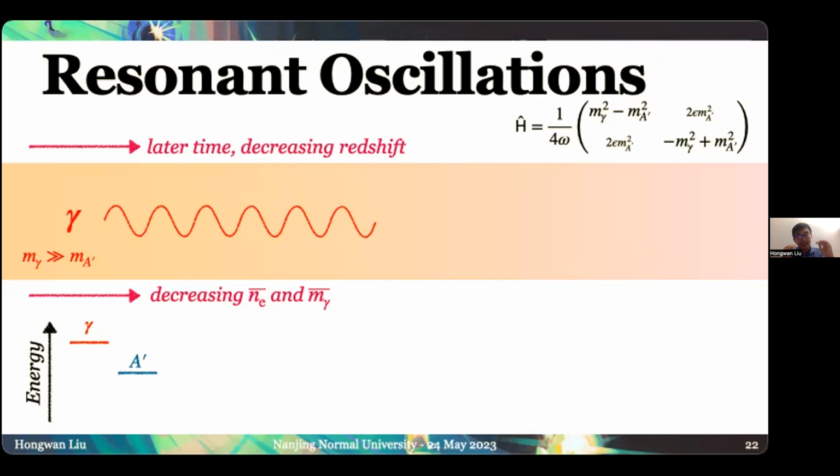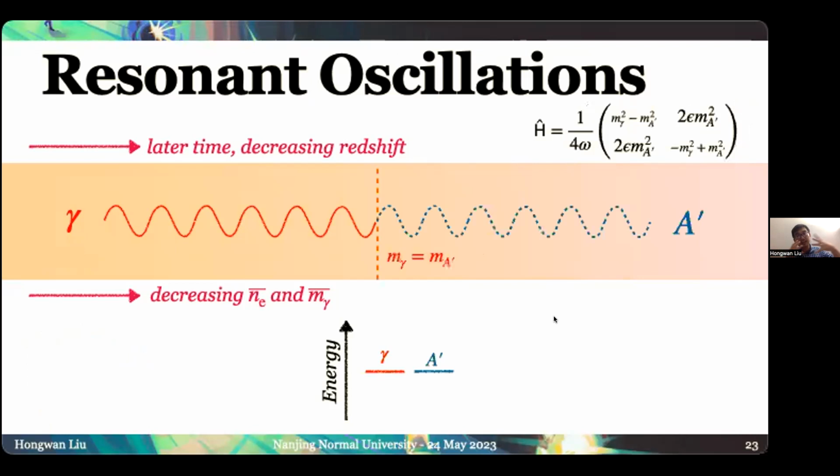The photon has an energy given by the plasma mass m_gamma, and the A' has energy given by the A' mass, which is m_A'. And initially they could have very large separations in energy. Another way to think about this is that you can write down a Hamiltonian governing this two-state system, where initially, at very high redshifts, when the photon has a very high plasma mass compared to the A' mass, you have a Hamiltonian that is more or less diagonal. So the two states don't mix with each other very much.